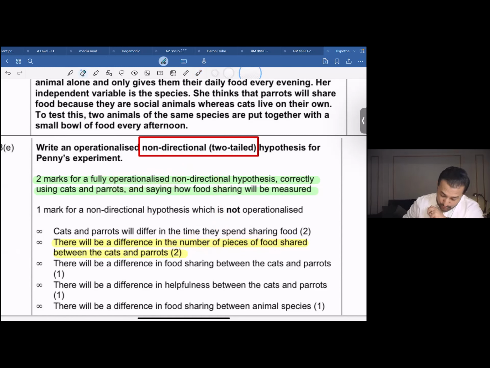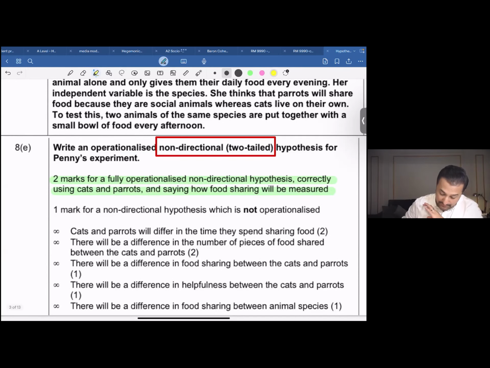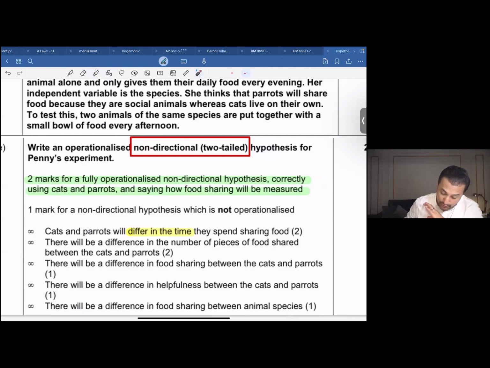In that case, what would be the operationalization part for the first example? See, cats and parrots will differ in the time. This is when you're operationalizing the variable. Moving on. The third example, where the examiner says if a student writes something like this, the student would receive 1 mark: there would be a difference in food sharing between cats and dogs. Not cats and dogs, cats and parrots.